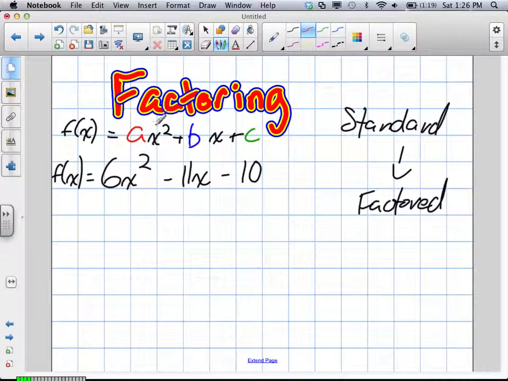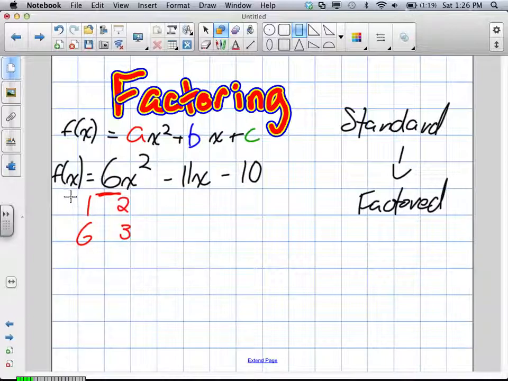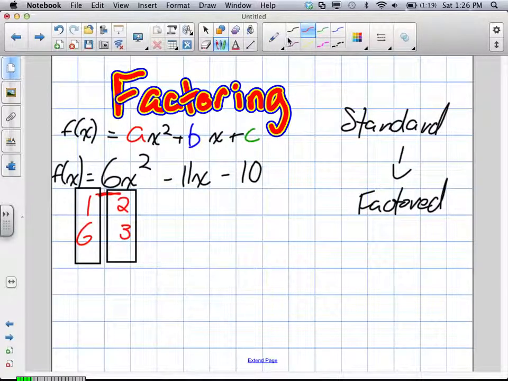And so the first step we want to do is find the factors of a. So the factors of a, or 6, are 1 and 6, and 2 and 3. And we're going to think of them like they're in columns. So this is a pairing, or this is a pairing. We can't mix the pairings together. We have to work with each pairing together.